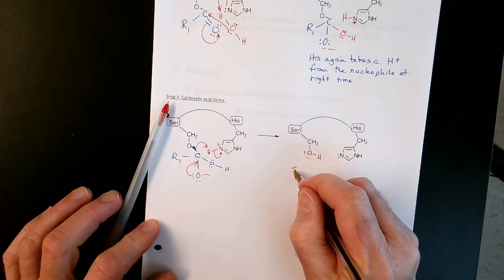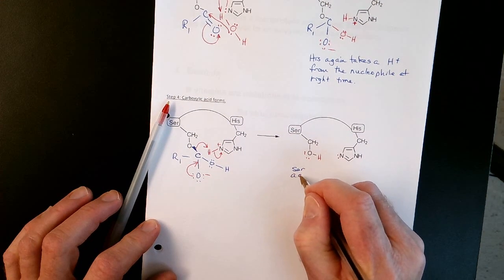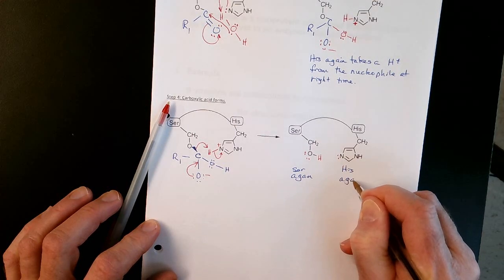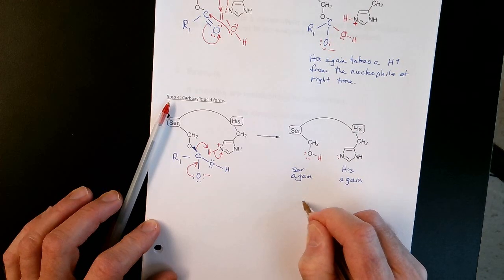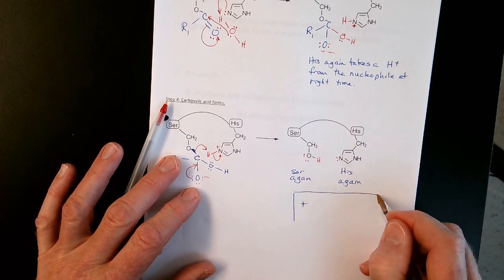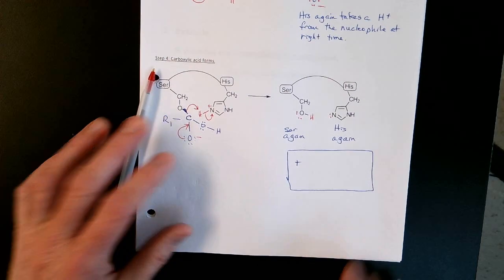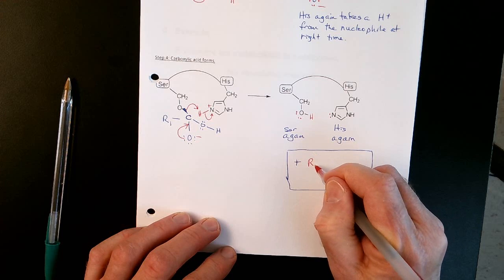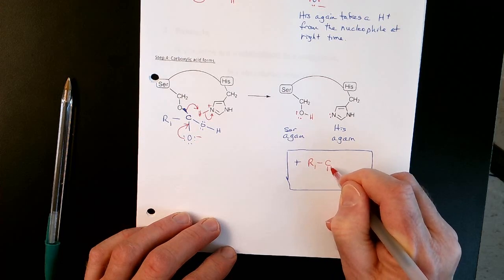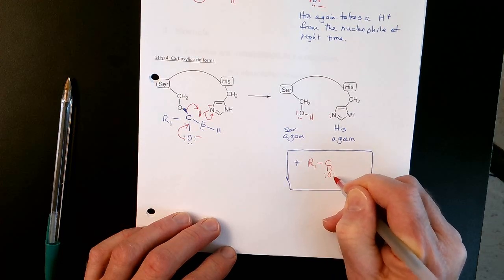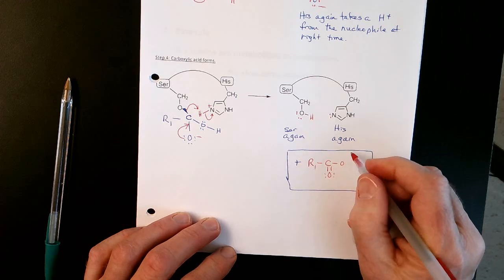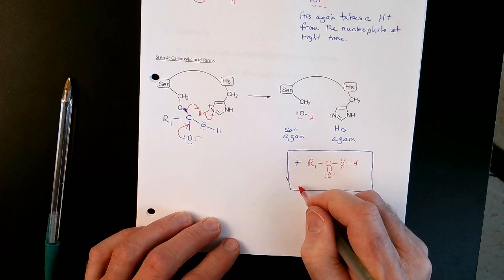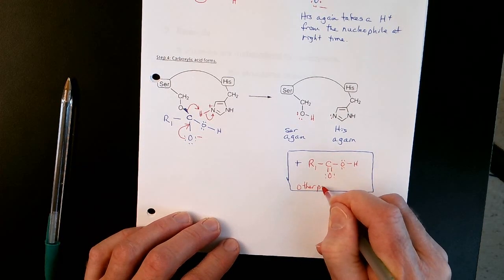Okay, back to serine again, back to histidine again, and here's the headline this time. The piece you make here is this. You got your R1 and the piece that got knocked out, which is, guess what, carboxylic acid. This is the other piece of the protein.